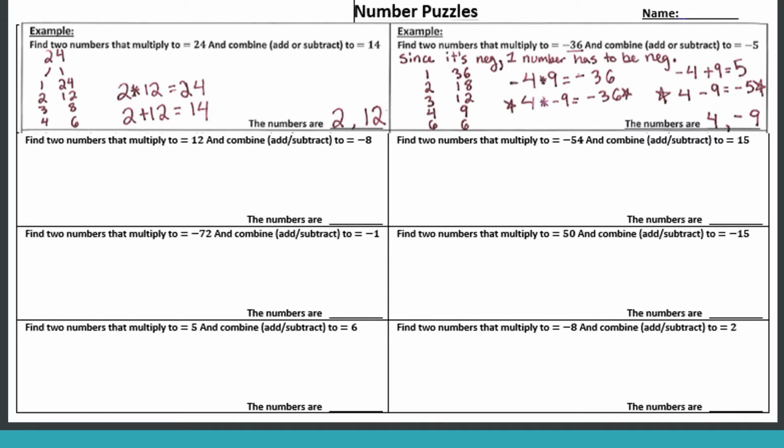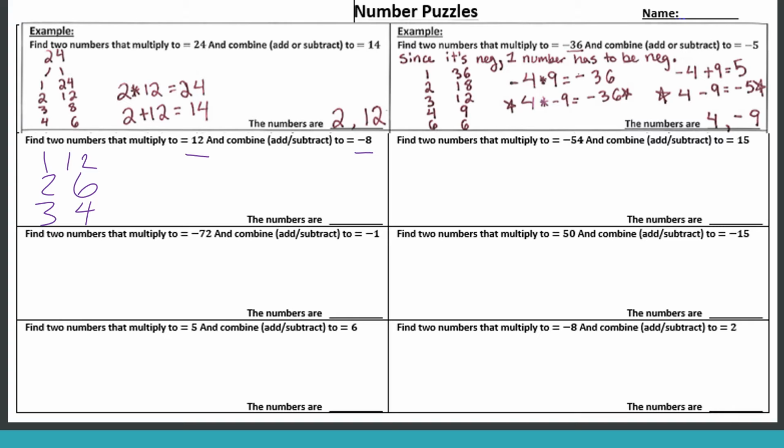So now if I look at these next two here, on this third one, I want to multiply to give me 12. Okay, and I want to add or subtract to give me the negative 8. So I need the factors of 12 then if I'm multiplying for that. So 1 and 12, 2 and 6, and 3 and 4.